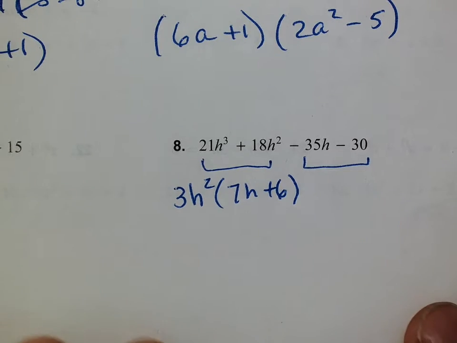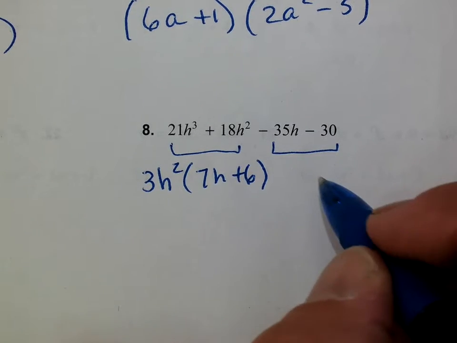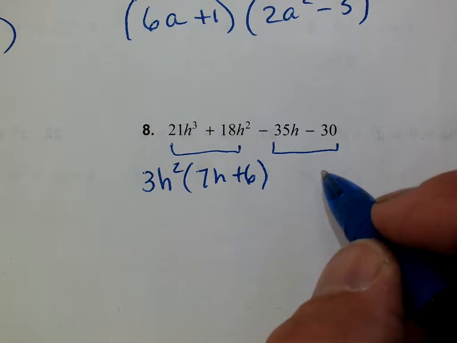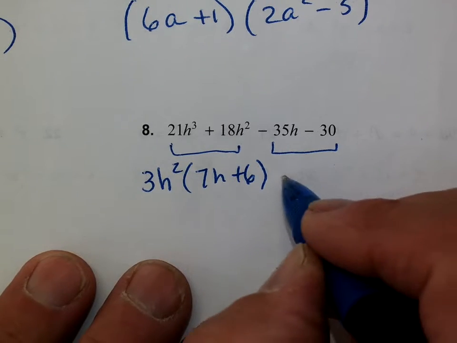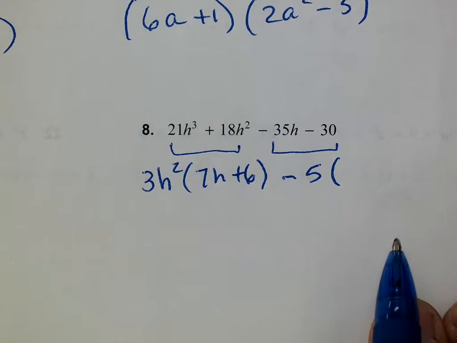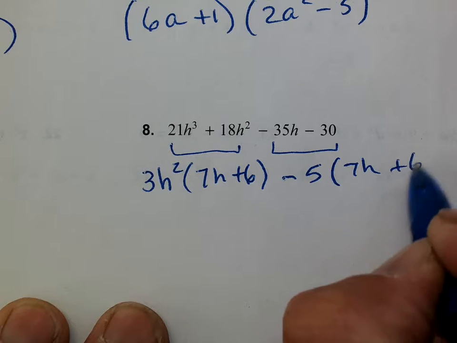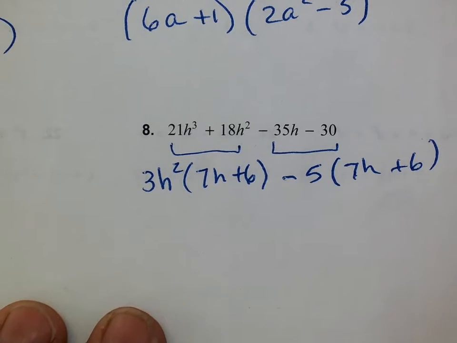What do we have in common on the second group? 5. Yes, how about a negative 5? Do you mind if we take out the negative? Because that'll change these to positive, right? So if I take out the negative 5, by taking out the negative, I'll make what's inside positive, which is what we want. 7h plus 6. Okay, you can see why taking out the negative was so important, right?